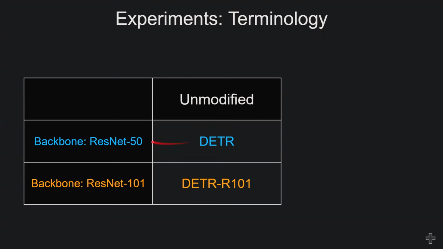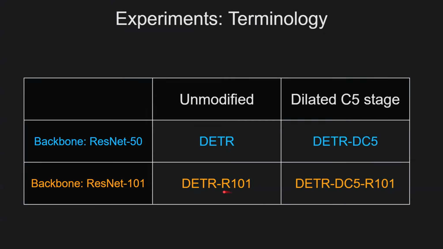I'm going to introduce the 4 different versions of DETR models that the paper uses in the experimentation section. The blue row is using the ResNet 50 as a backbone, while the orange is using ResNet 101. The unmodified column is using the vanilla implementation of DETR, while the dilated C5 stage increased the feature resolution by adding a dilation to the last stage of the backbone and removing a stride from the first convolution of this stage. These models were marked with a DC5, as you can see in their names.